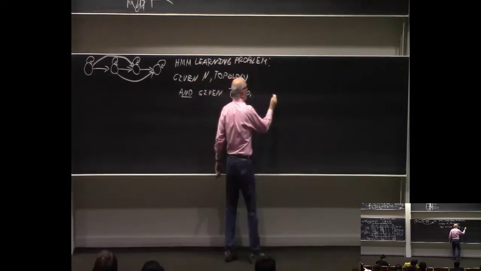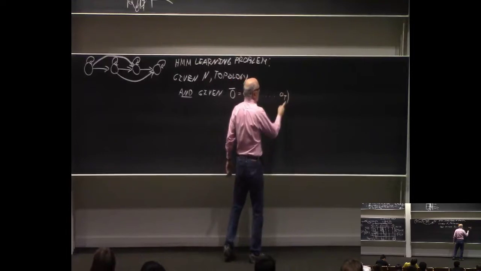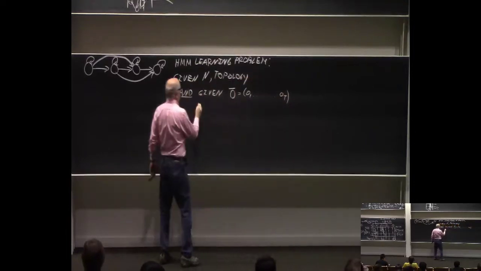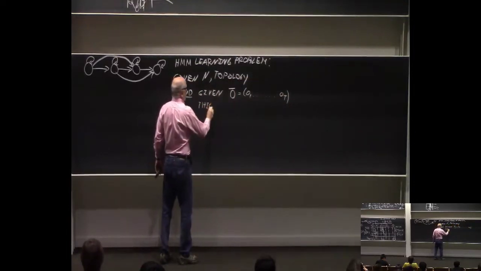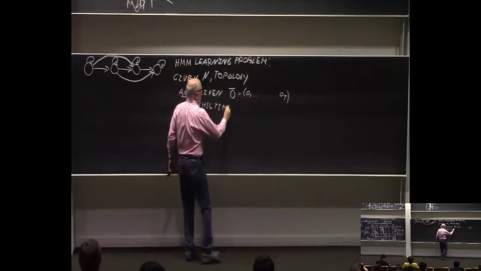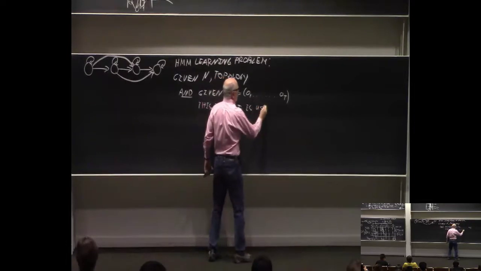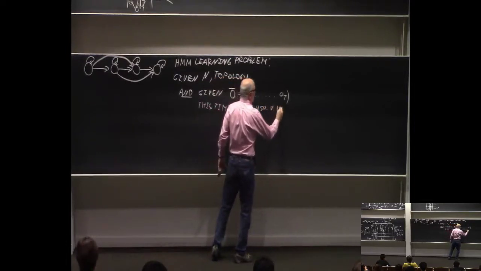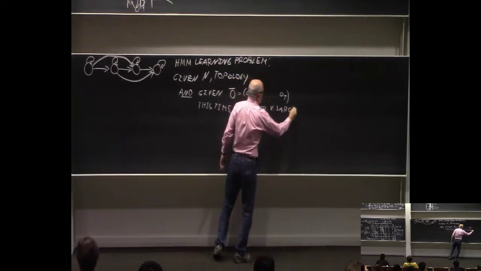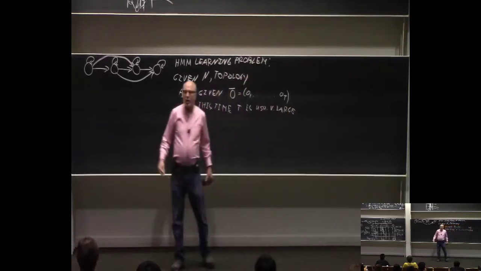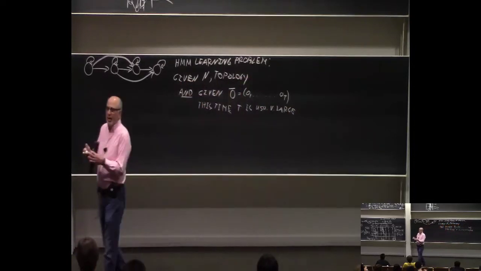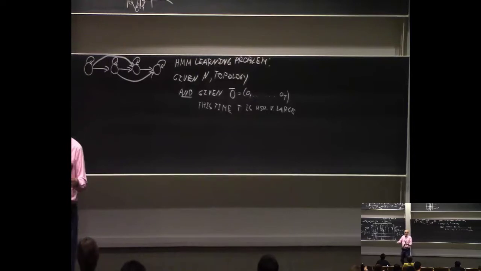I'll call it again O1 through O big T, but this time T is very large. Time T is usually very large. If decoding is done on sequences of length 5 or 10 or 50 or 100 or 1,000, learning might be done from sequences of millions.